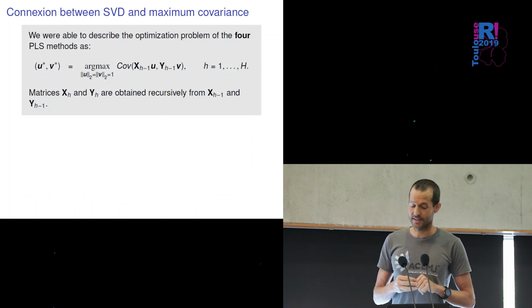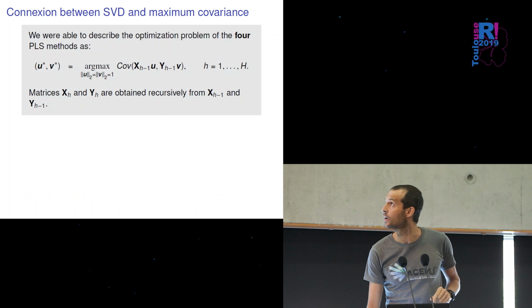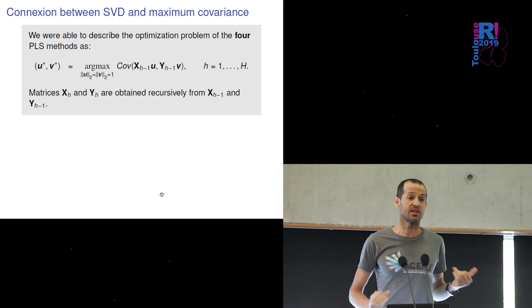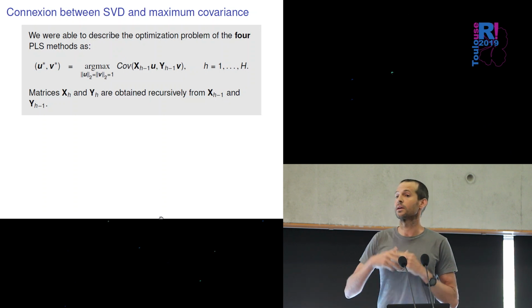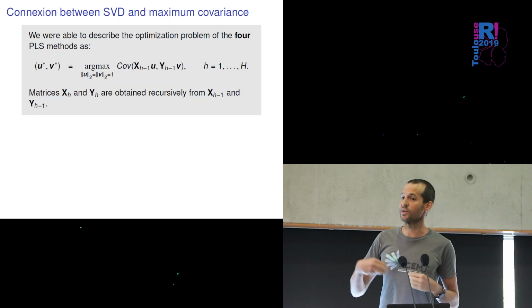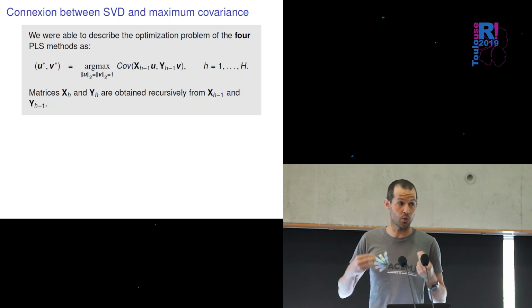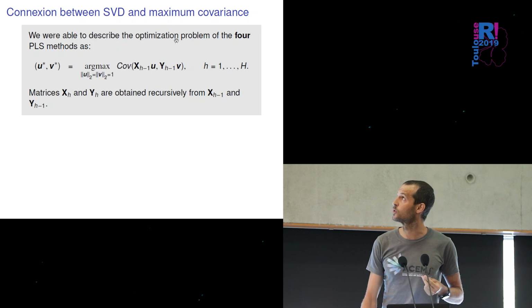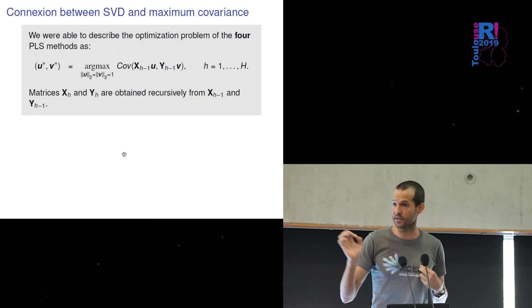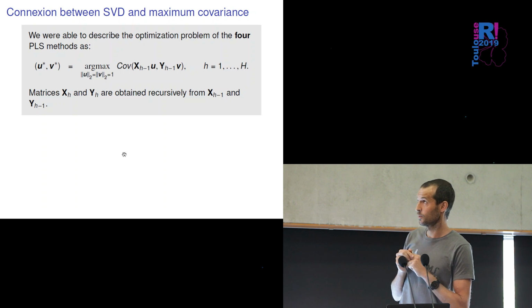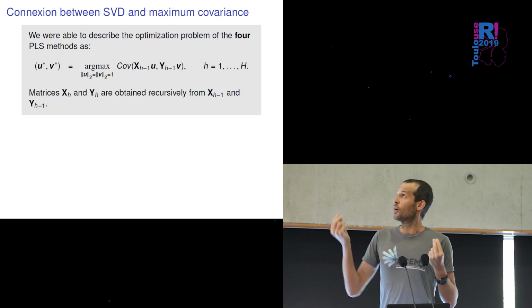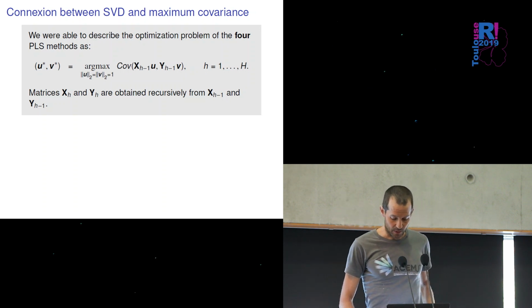The PLS can be written as this optimization problem: the covariance of XU and YV. What are XU and YV? XU is a linear combination of the X, and YV is a linear combination of the Y. So U is your latent variable. You try to find the U and the V, which are the linear coefficients in the linear combinations, based on this optimization problem.